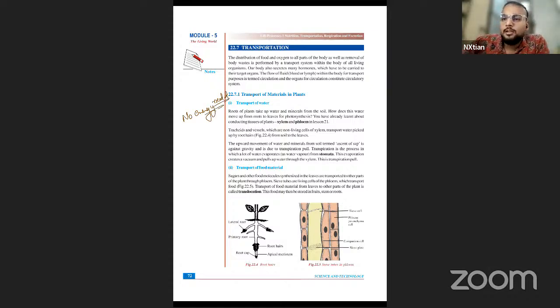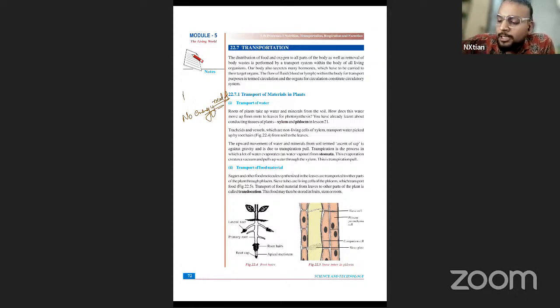No energy needed. It means the plant doesn't have to spend a little energy. Why? Because in transpiration, this is all a natural process. How? Sunrays are there, and loss of water will occur. If loss of water occurs, then a low concentration will be created in the leaves, and the water will come up. So this is no energy.